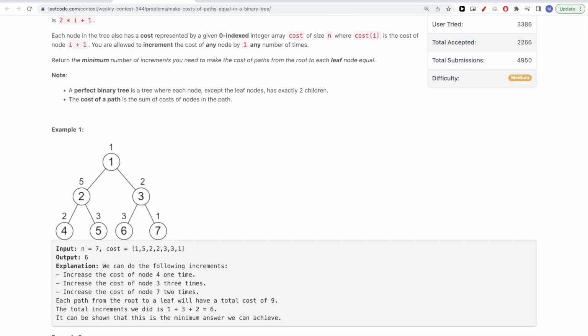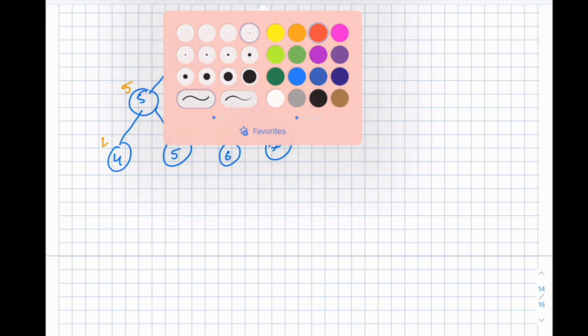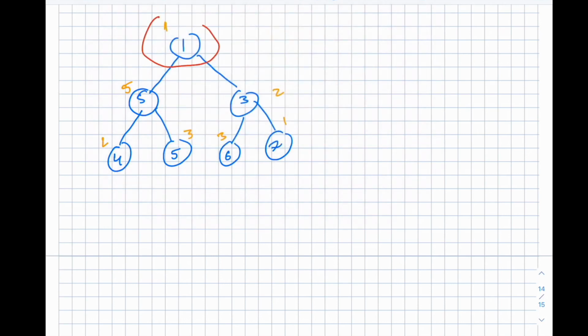Now let's see how we can solve it. Okay, so how do we tackle this? Just looking at what we had to do for this path in the example, we had to update this to match this, right? Because if we don't, they both share the same parents, right? They share this one, which has the cost of 1. They share this one, which has the cost of 5.